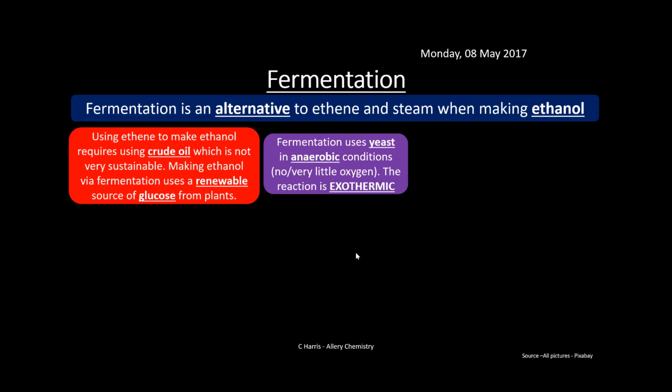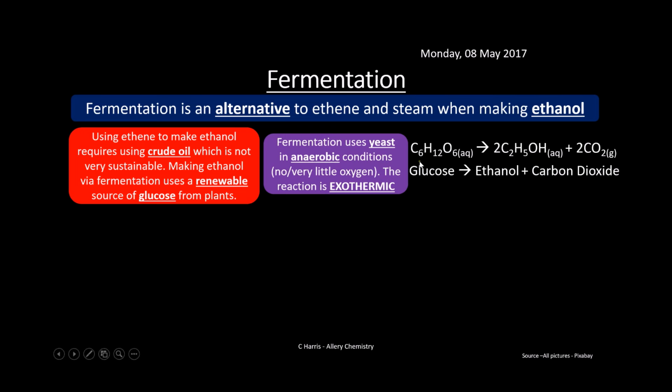Okay, so fermentation uses yeast in anaerobic conditions. That means no or very little oxygen. The reaction is a little bit exothermic, so you get a little bit of heat produced as well. So there's the reaction, look. There's glucose, C6H12O6. The biologists amongst you may recognize this very well. You also produce ethanol, there's your ethanol there, and you produce carbon dioxide. So this is a fermentation process. Glucose will produce ethanol and carbon dioxide.